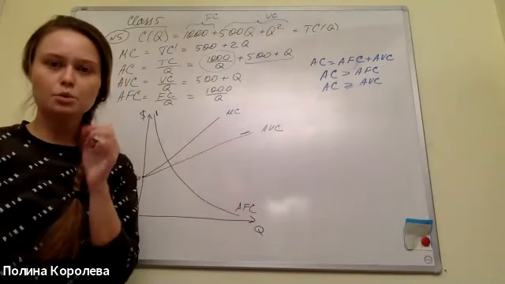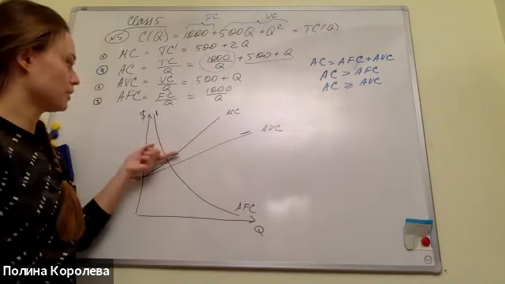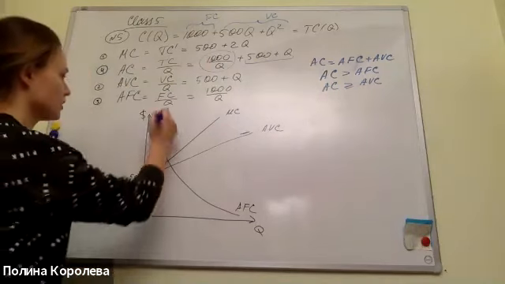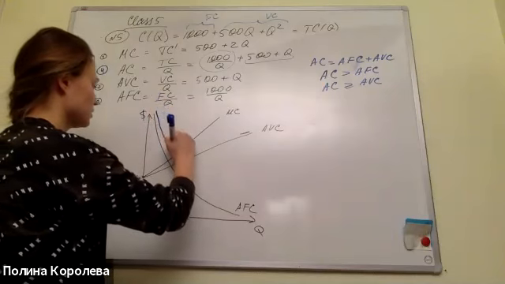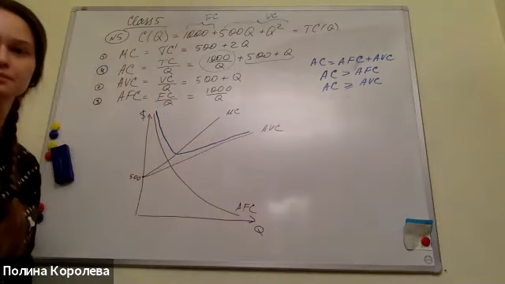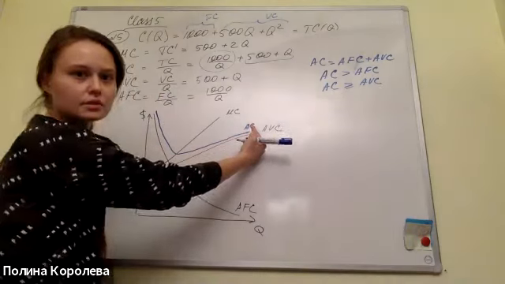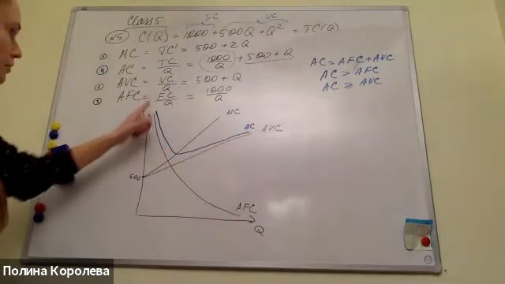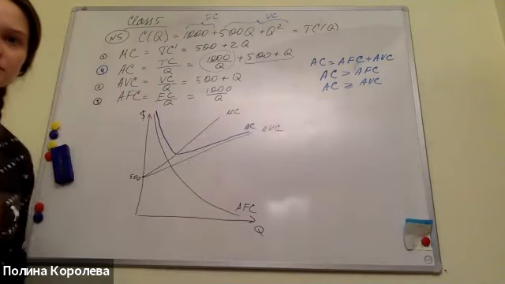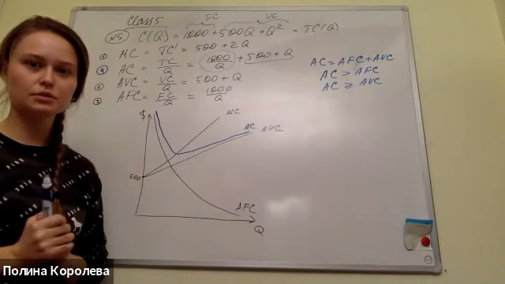And the minimum of average costs, we know that the minimum of average costs equals marginal costs. So the graph of average costs intersects marginal costs at its minimum. Like this, a U-shaped function. Here we go to infinity. Here we go to average variable costs. So guys, please ask questions about this task.